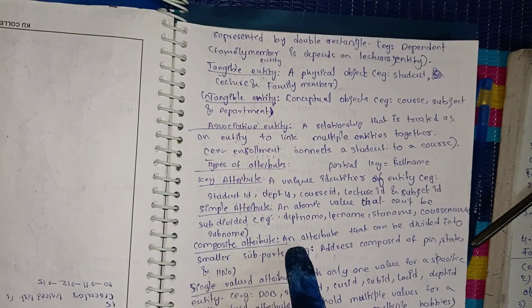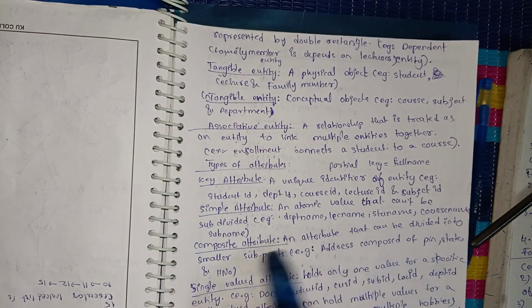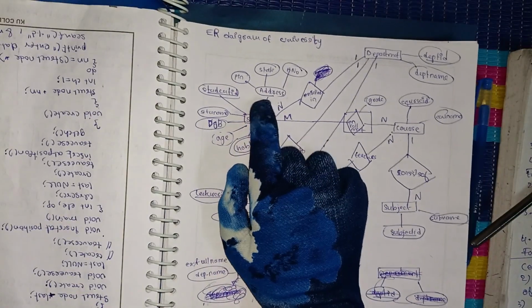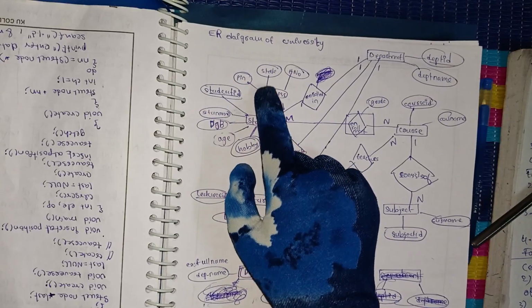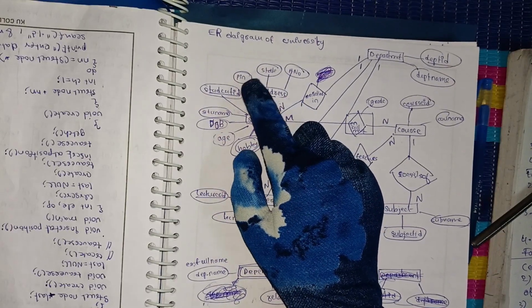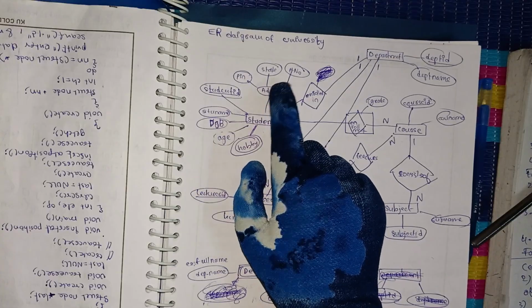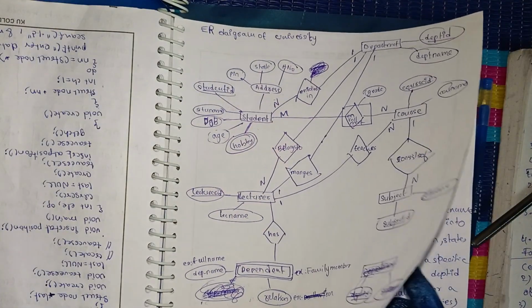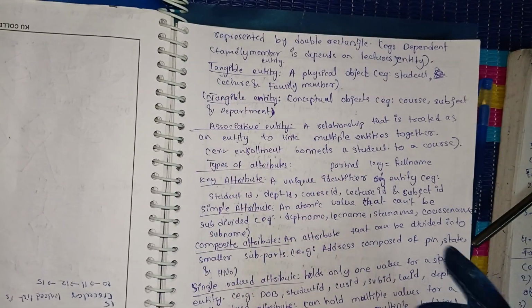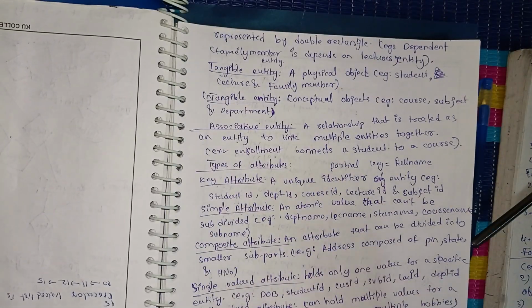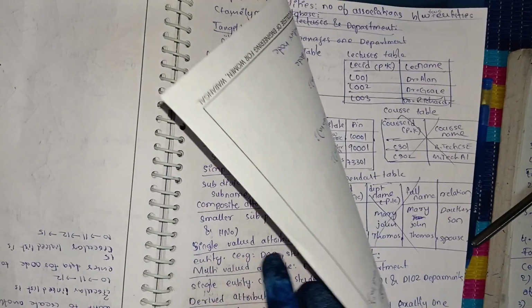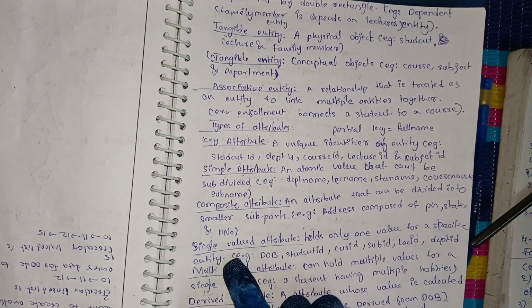And then composite attribute: an attribute that can be divided into smaller subparts. For example, address is composed of pin, state, and house number. Here we have this address attribute, which is a composite attribute divided into subparts, that is pin, state, and house number attributes. But these attributes can't be divided further, because they are simple attributes. These composite attributes are divided into simple attributes.